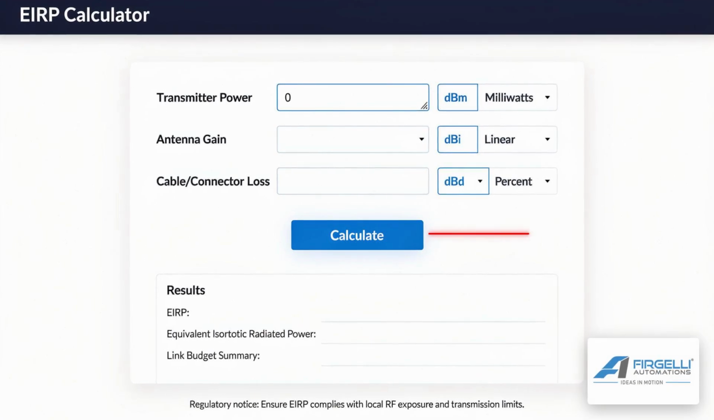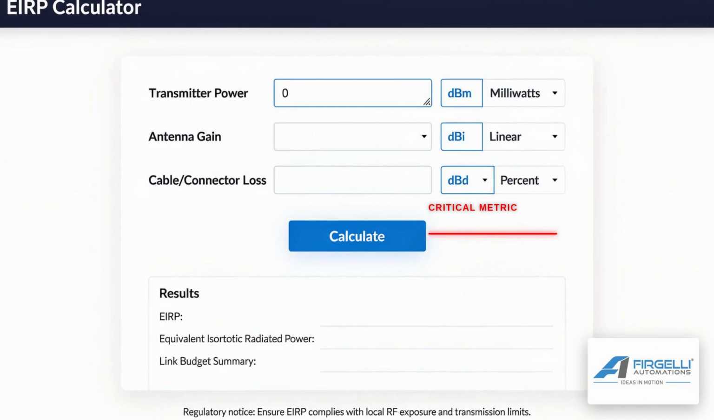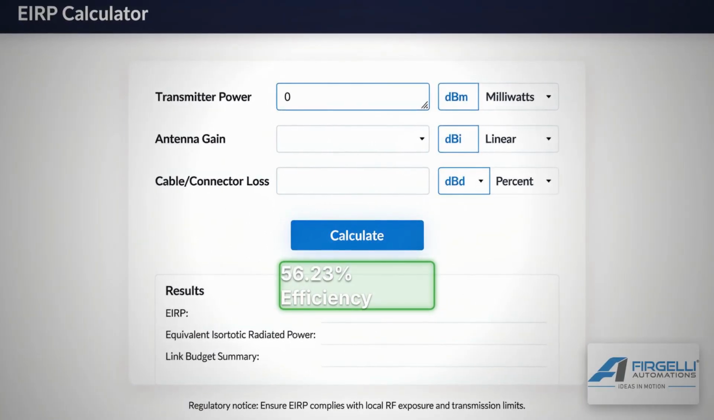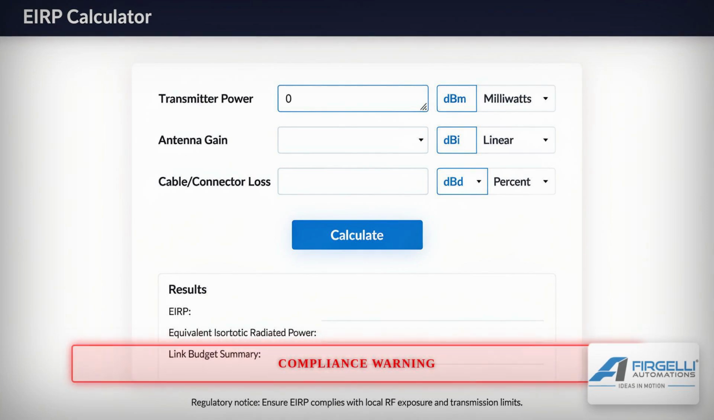Our cable loss of 2.5 dB represents 43.77% loss. The system efficiency calculates to 56.23%. Notice the warning that this EIRP exceeds typical regulatory limits for unlicensed operation.